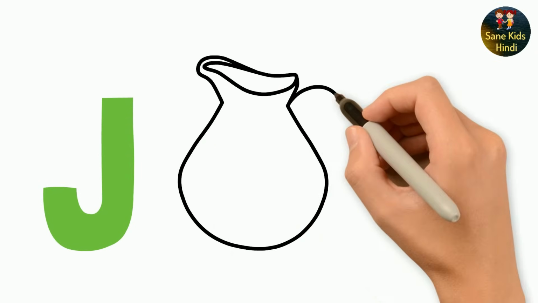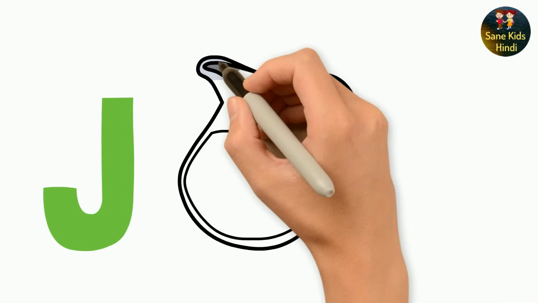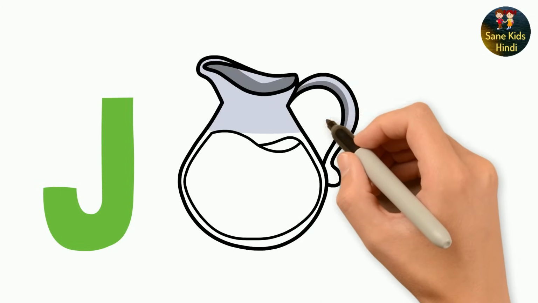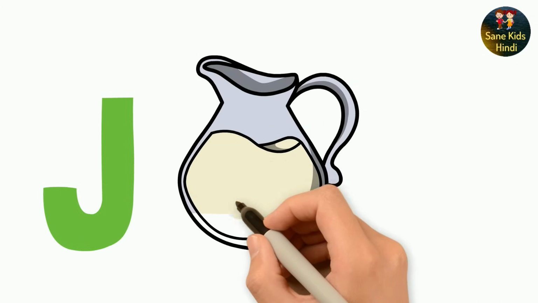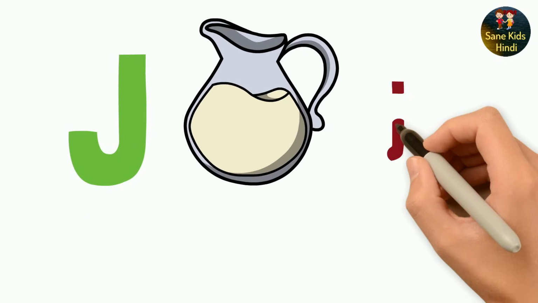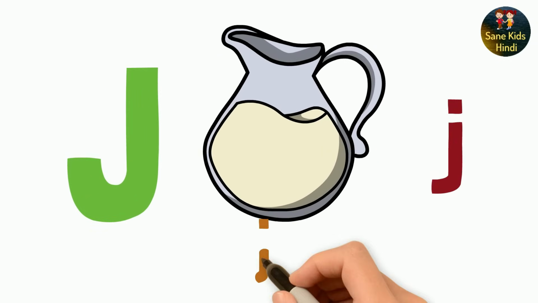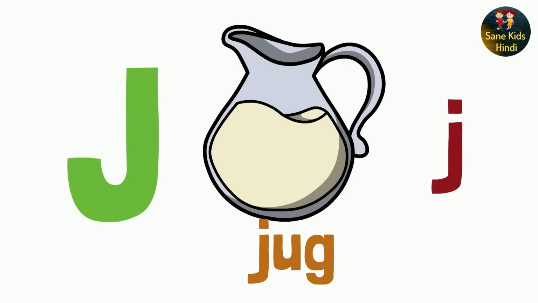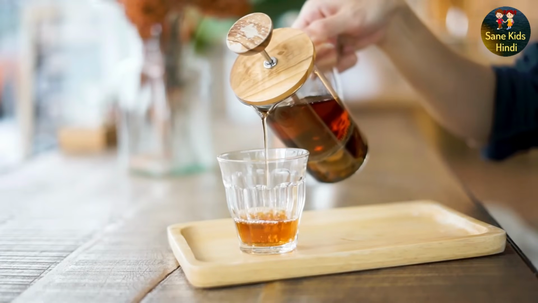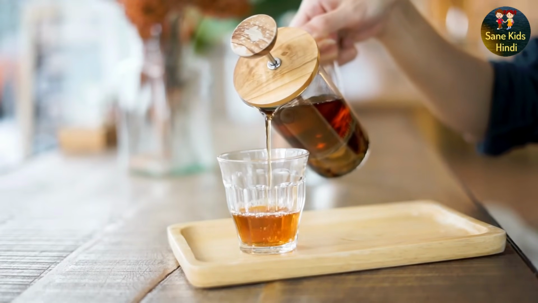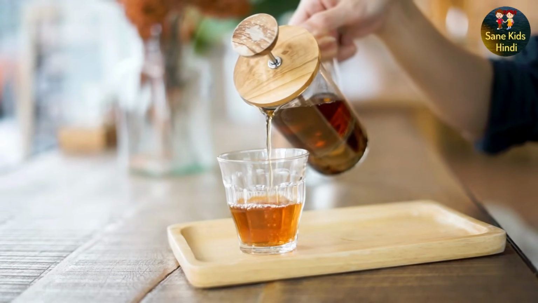J. J for jug. A, B, C, D, E. J for jug. Say with me, jug.